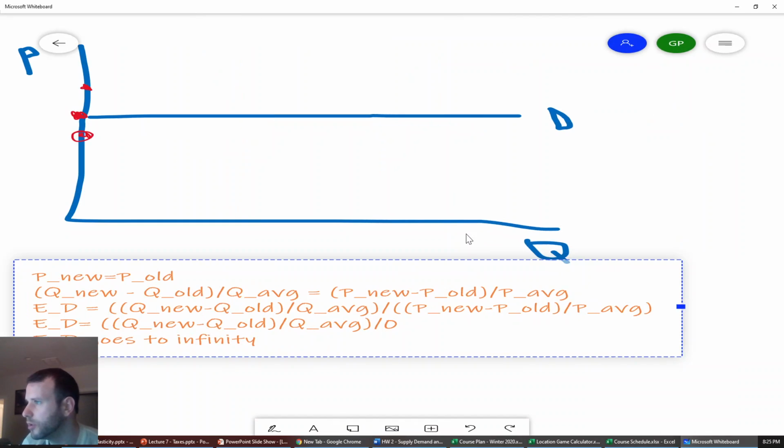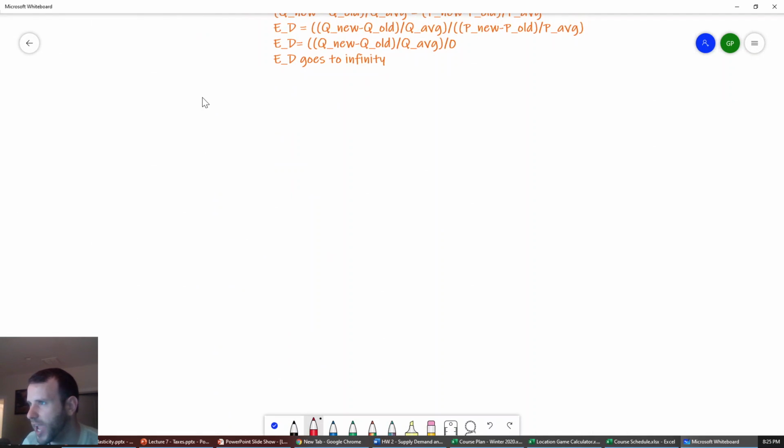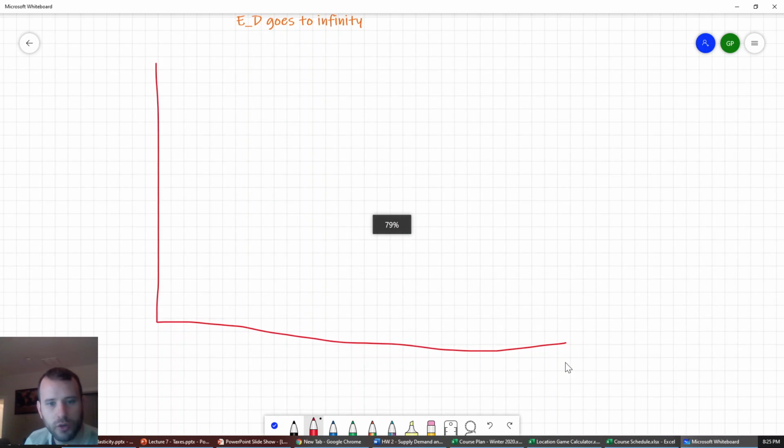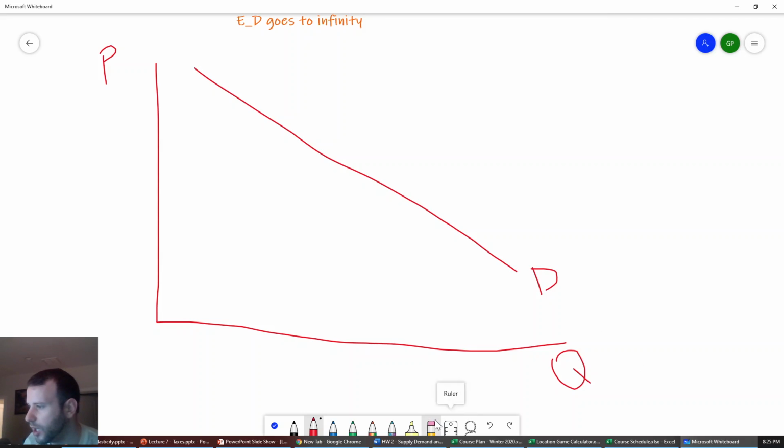Okay, so if we have an inelastic demand, first let's ask what's on the x-axis. Y'all should be saying quantity. What's on the y-axis? Y'all should be saying price. What's downward sloping? Demand. Okay. Actually, I don't want the demand to look like that. I want a relatively inelastic demand. So I'm going to draw the slope pretty steep.